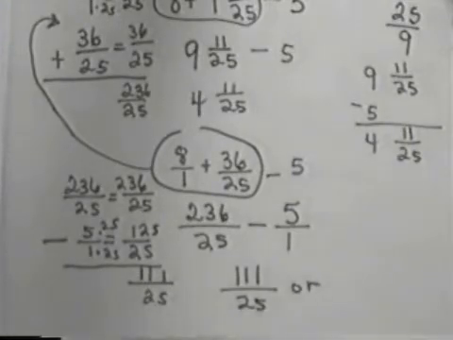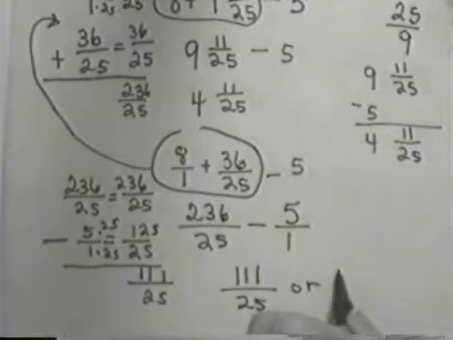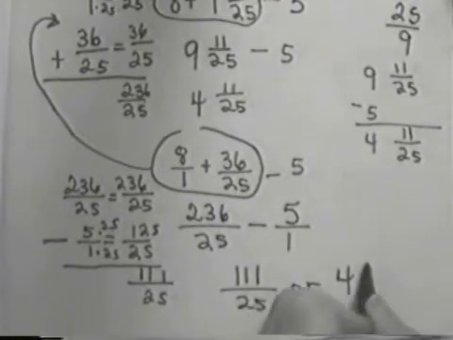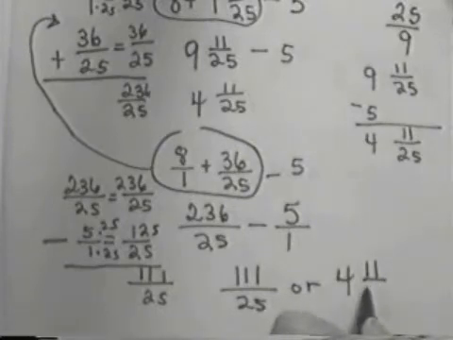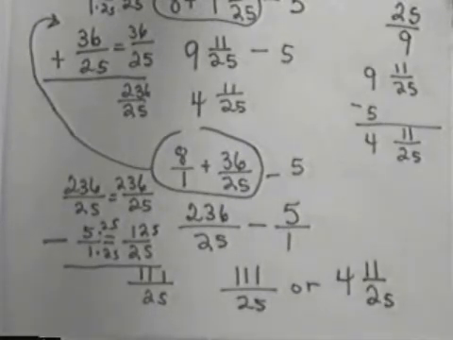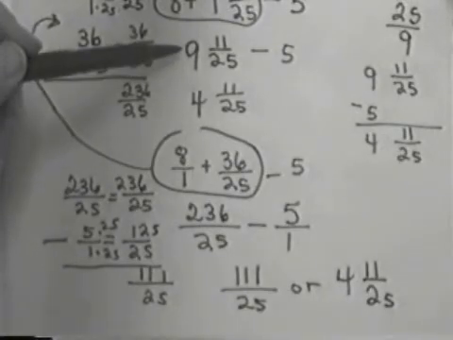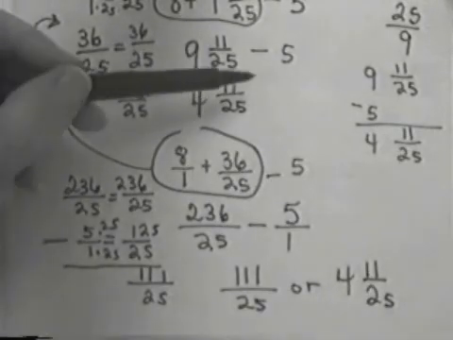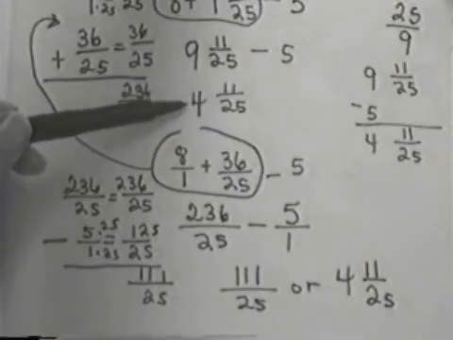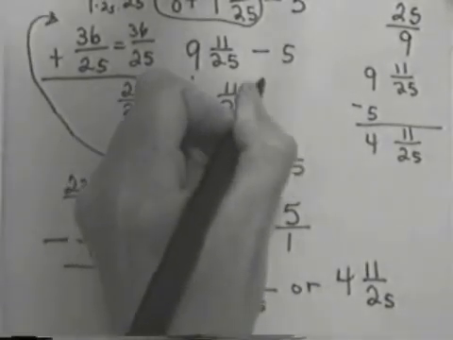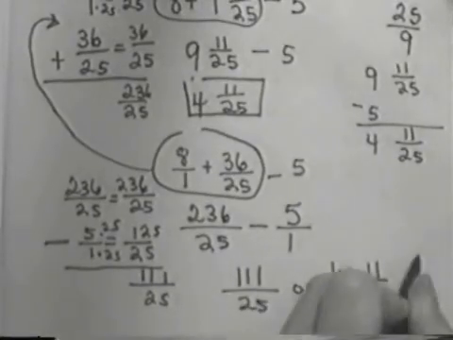Or I could divide it out. If I divide it out, 25 ends up going into 111 4 times. 4 times 25 is 100, and you have 11/25 left over. And that's the answer we got up here when we kept everything as mixed numbers. 9 and 11/25 minus 5 gave us the 4 and 11/25. So you see that answer and this answer agree.